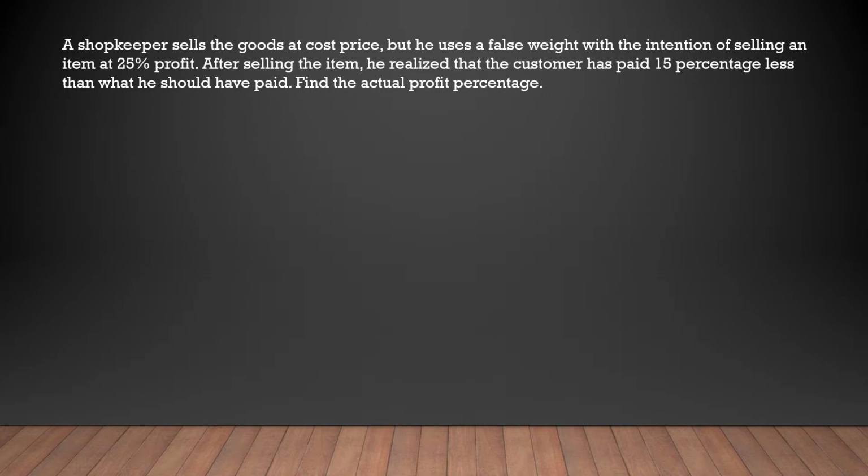Now let us see what is actually happening there. A shopkeeper sells the goods at the cost price, but he uses a false weight with the intention of selling an item at 25% profit. That means he is saying that I will give you at the cost price. For whatever price I am buying, I am going to sell you for the same price.